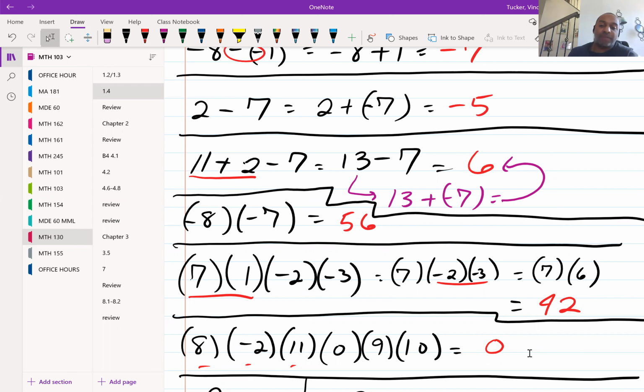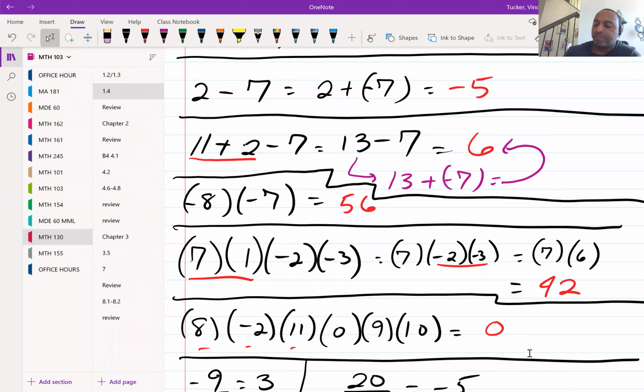So if you look ahead and everything's being multiplied times this 0, then you already know the answer is going to be 0. You don't have to waste extra time and energy trying to figure out what's 8 times negative 2, then what's negative 16 times 11 and all the stuff like that. But anything times 0 is 0.